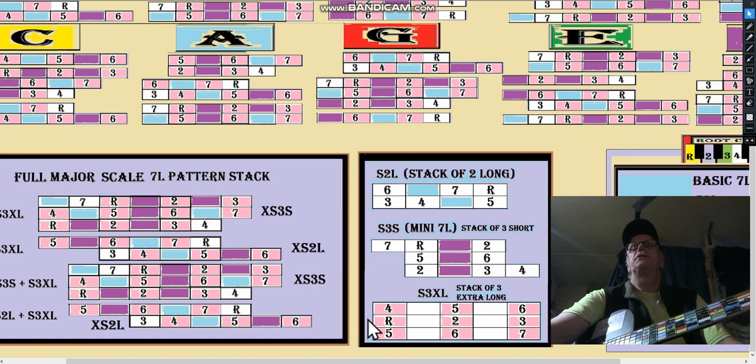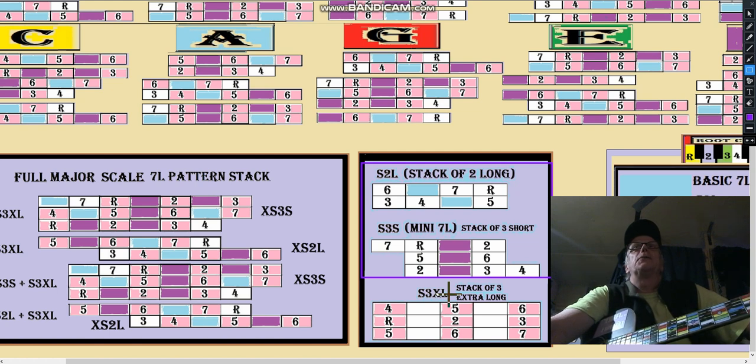These are reduced to the simplest form patterns. These right here are simplest form patterns. This is not a simplest form pattern because it's got repeat notes. So that's the reason why that's the way that is. But we just find this is very useful.